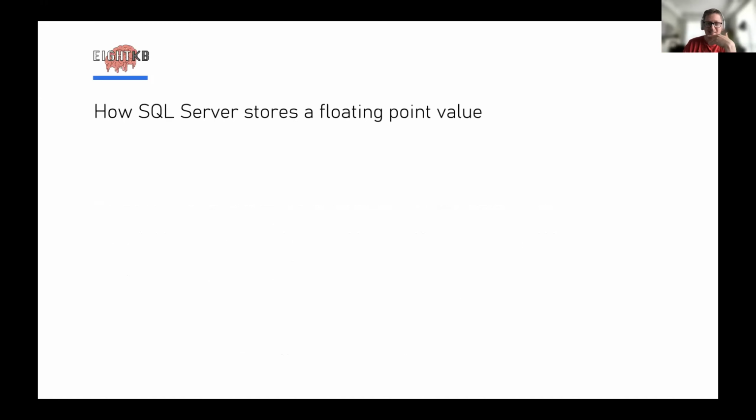So let's get into it. How does SQL Server store a floating point value? I cannot actually keep a straight face when I'm talking about floating points because it's just so bad.